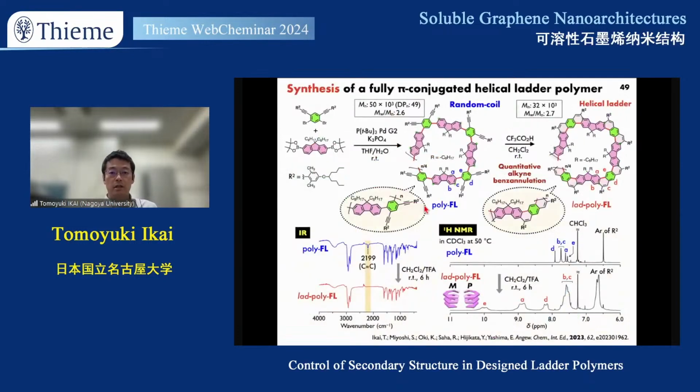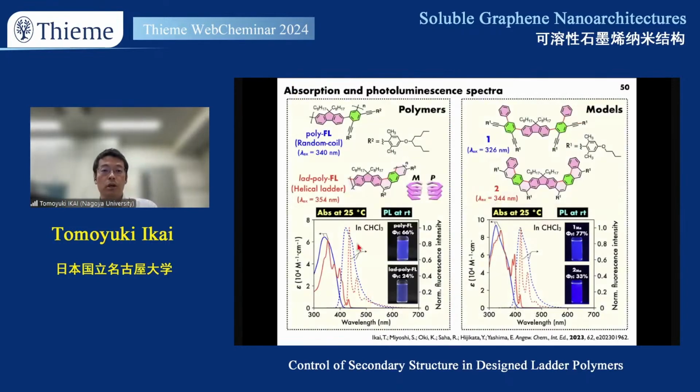So we synthesized this precursor polymer with an average molar mass of 50,000, which corresponded to a degree of polymerization of about 50. After ladderization, we got this ladder polymer showing a broad but reasonable proton NMR spectrum. And here we show the absorption and photoluminescence spectra of the polymer and the model compound before and after ladderization.